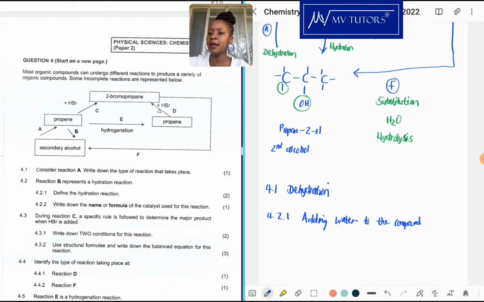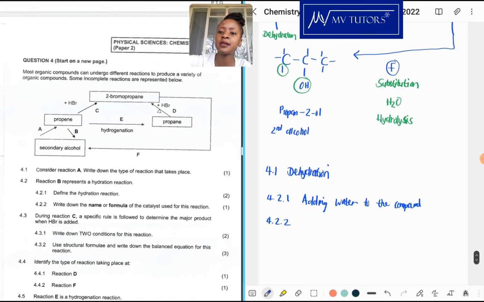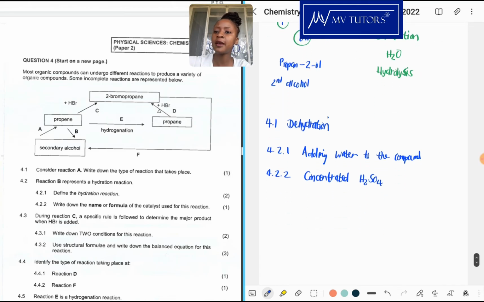Okay, and then 4.2.2, write down the name or formula of the catalyst used for this reaction. So we could say concentrated sulfuric acid. You can write out concentrated sulfuric acid, or you can just put the molecular formula, which is H2SO4.